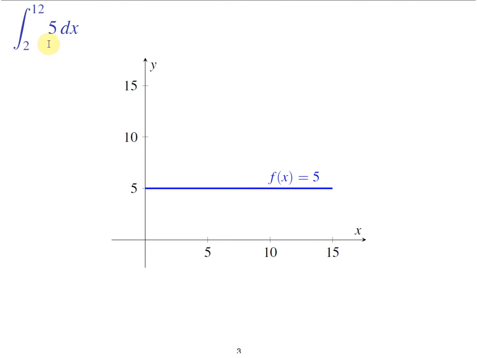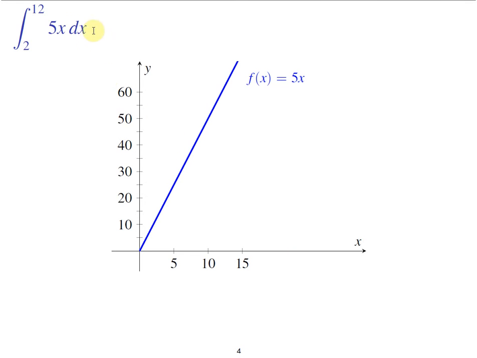The first one is we need to graph the function f of x is equal to 5. There it is. And we need to look for x values between 2 and 12. That ends up becoming this rectangle. The width of this rectangle is 10 because that's from 2 here to 12 there. And the height is 5. So area of a rectangle, just multiply, you get 50.